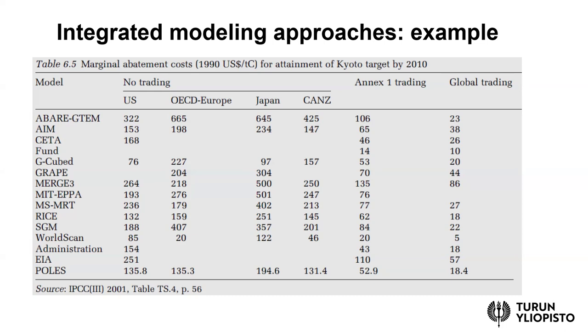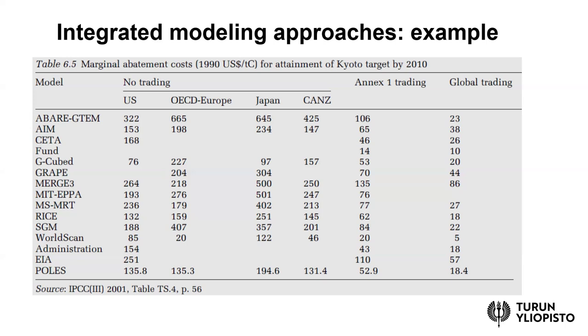There are three basic scenarios in almost all modeling approaches. The first scenario is no trading. Depending on the model, there are also some geographical differences between the USA, Europe, Japan, and Canada, New Zealand, Australia, I believe. The second scenario is that there is trading of CO2 emissions between Annex 1 countries. And the third scenario is the so-called global trading of emissions. As you can see, basically all models suggest that the marginal abatement costs would be lowest if global trading of CO2 emissions was allowed.